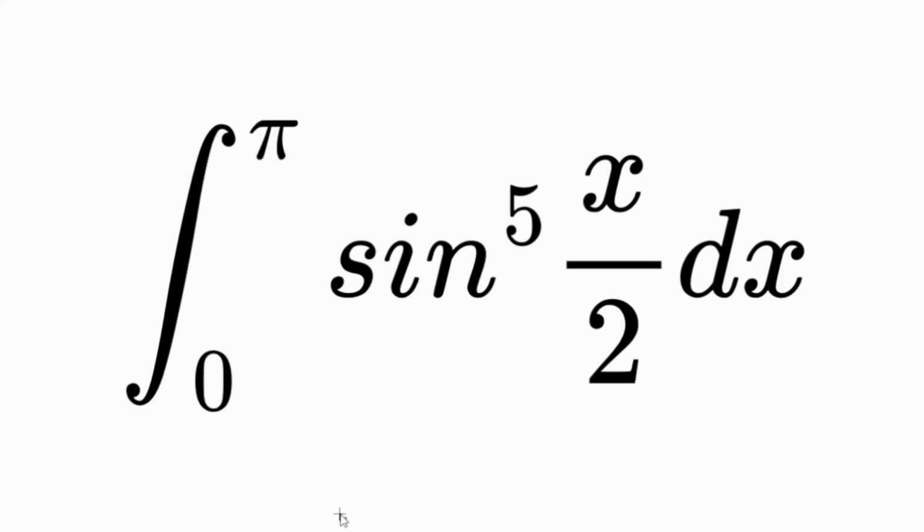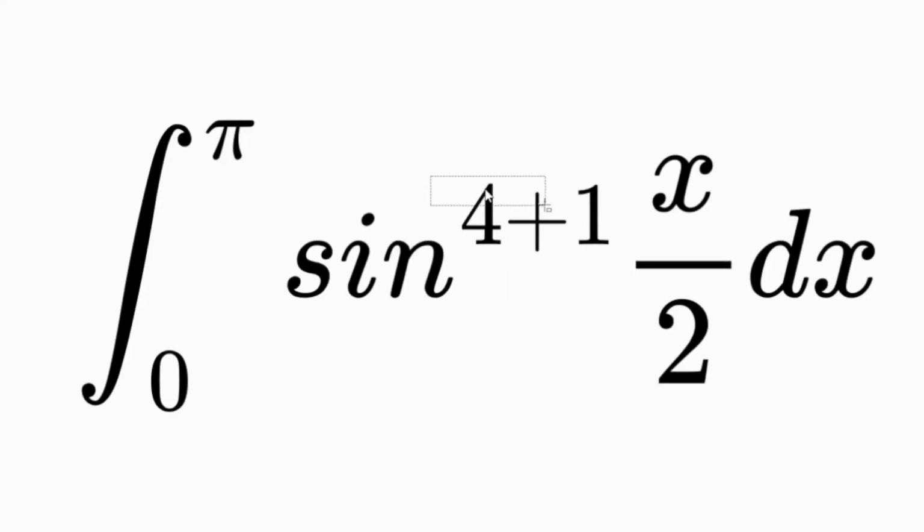Here we have another simple calculus problem. We are going to solve it by the substitution method. As you can see, the integral from 0 to pi of sin to the power 5 of x by 2 dx. Now we can split the 5 into 1 plus 4.